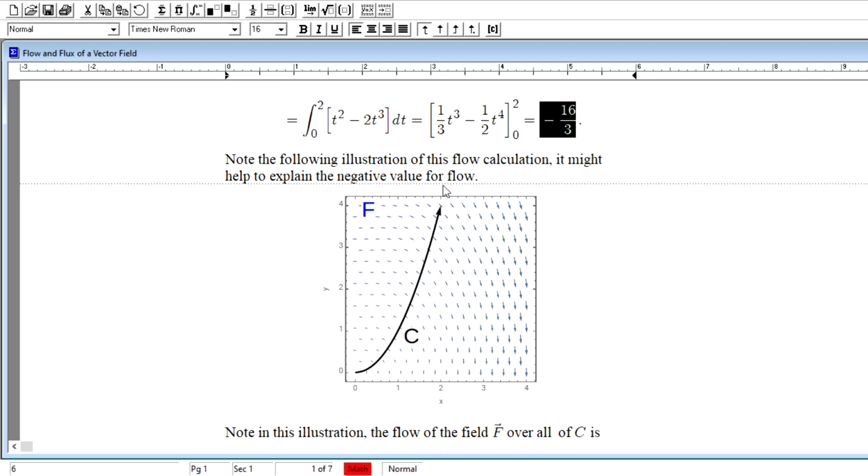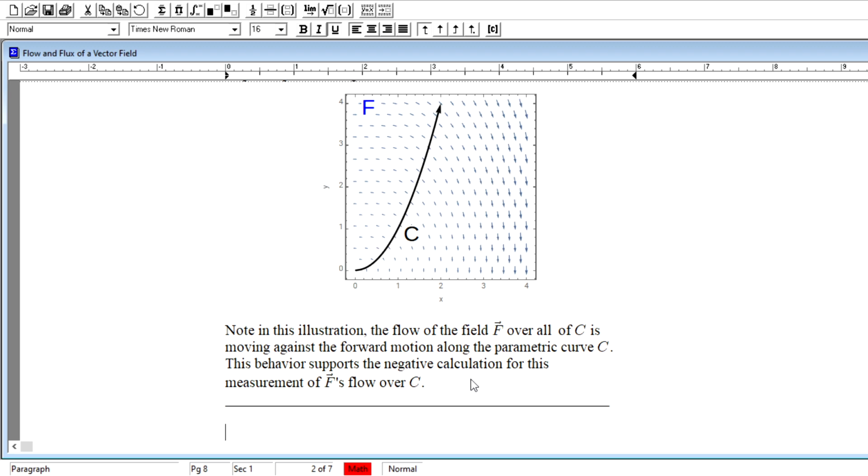So we can interpret this as a flow, or if this is motion in space, we can interpret that as a work. And here we just set it up as a flow calculation. How much of the field is moving forward in the forward motion with the curve? Well, not much at all, right? In fact, overall, over this entire length of the curve from t equals 0 to t equals 2, it actually impedes the curve in its forward motion, right? By this measurement, we might say it is negative 16/3, all right?